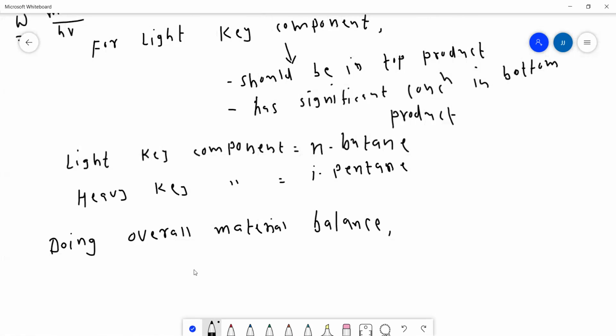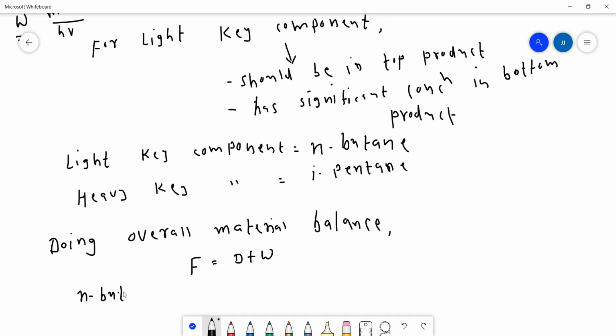So doing the overall balance, we know that input is equal to output. So input is equal to F and output is D plus W. Now, as we know the composition of N-butane in distillate as well as feed, we have to do the material balance for N-butane. So I'm writing the N-butane balance.